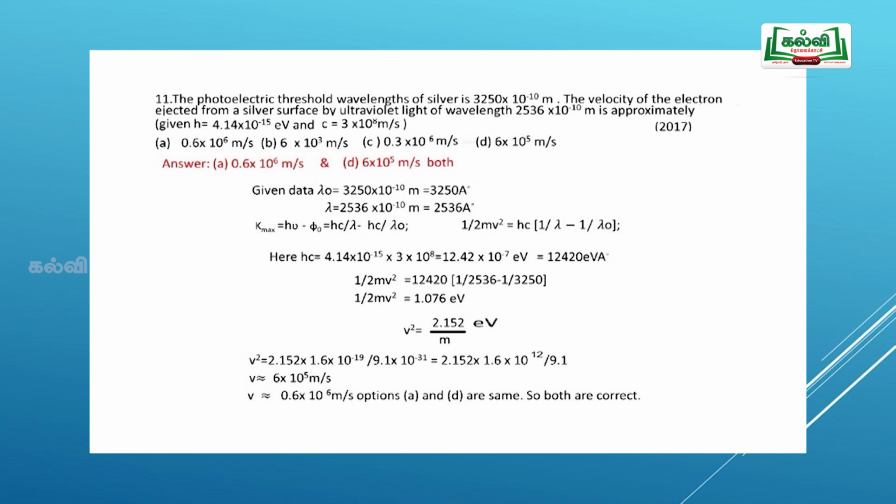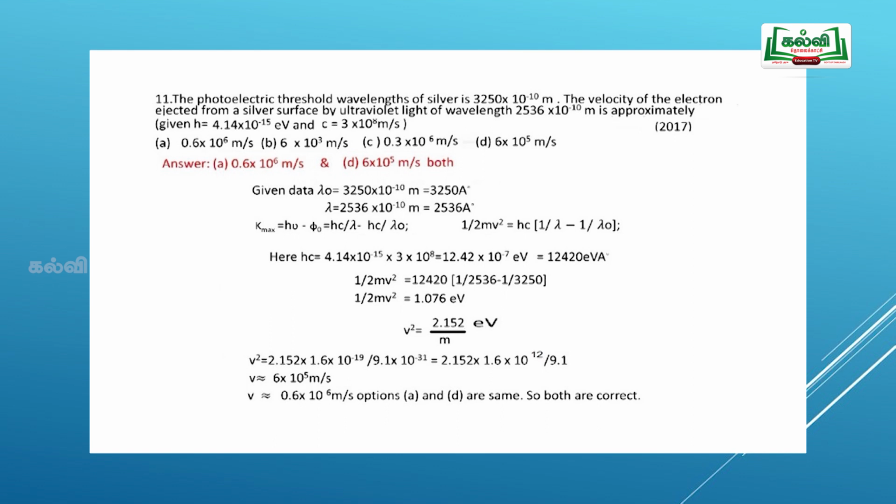So option A is 0.6 into 10 power 6 meters per second and D is 6 into 10 power 5 meters per second. Let's see how both the options are correct. So what are the data given in the question? First, the lambda naught, that is the threshold wavelength, is 3250 into 10 power minus 10 meter, which can be written in Angstrom, because when you do it in Angstrom it is easy to do the calculation. So 3250 Angstrom. The lambda, the wavelength of the ultraviolet light, is 2536 into 10 power minus 10, which is equal to 2536 Angstrom.